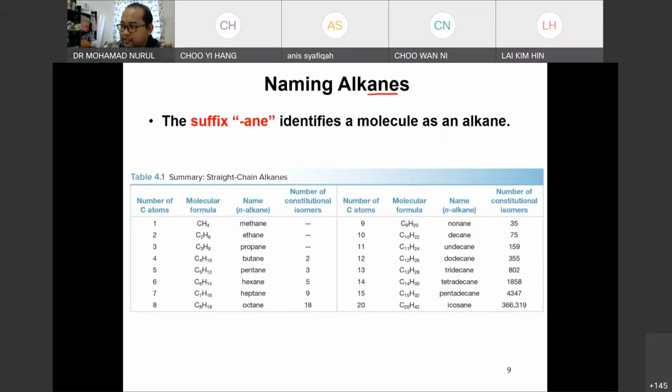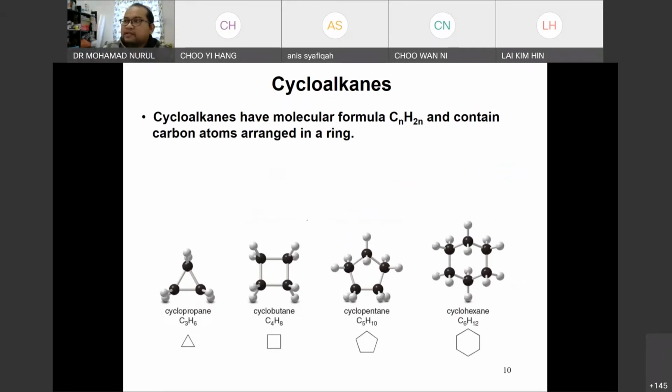For example, 10 is decane. 11 is undecane, dodecane, tridecane is for 13s. For 20 is icosane. For the cycloalkanes, we know the word cyclo means the cyclic compounds. The molecular formula is CnH2n.